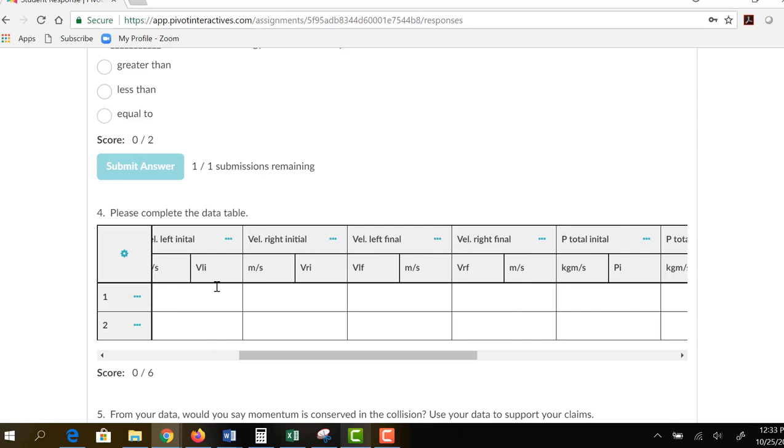Now if you notice the difference between this data table and the other data table, the other table only had one final speed. Well, it's because they were stuck together and they have the same final speed. So here there's left velocity final and velocity right final. So there's an additional column here. The rest of it's the same though.